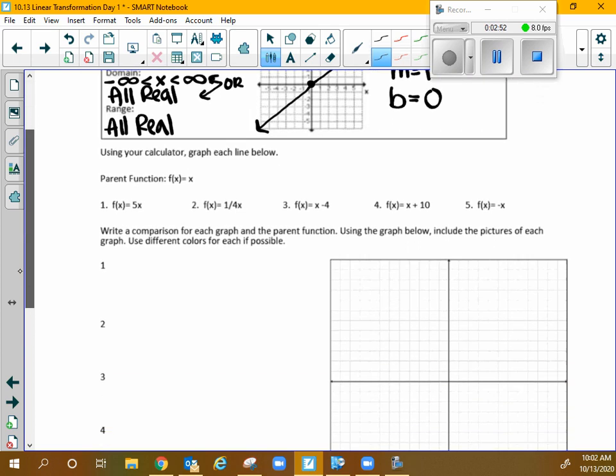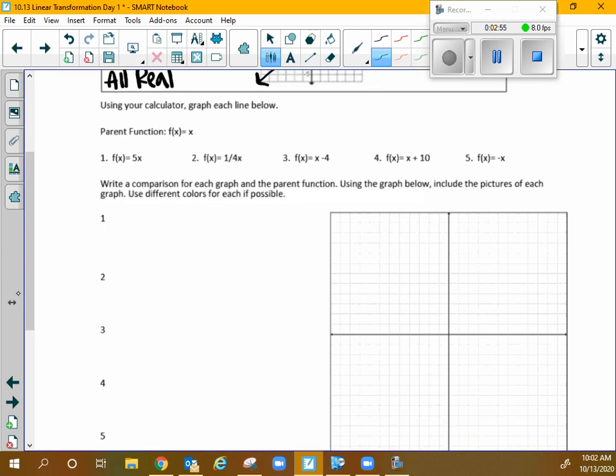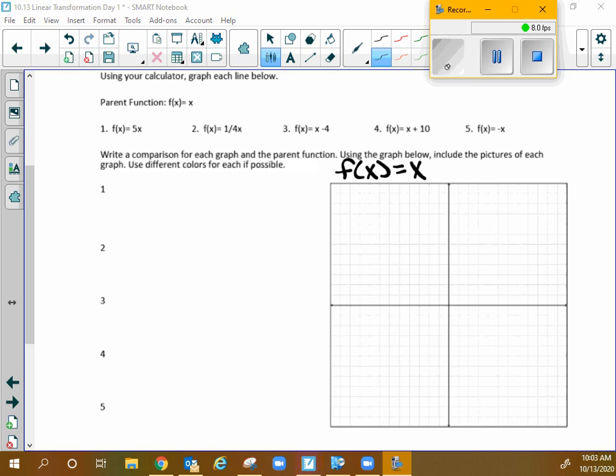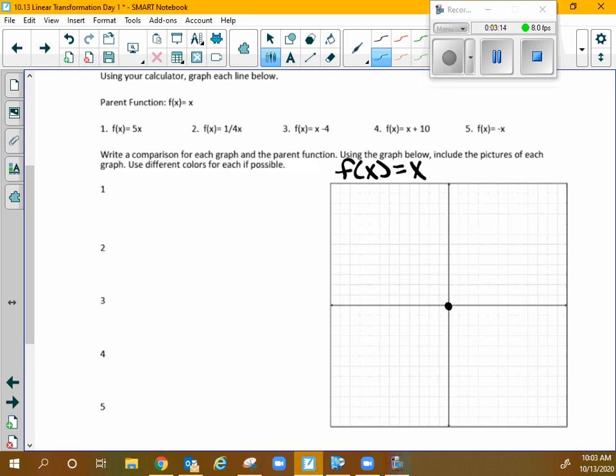Let's make some comparisons. So let's graph our parent function first. If you have multiple color pens, this would be a good time for those. Not getting into the colorful side yet. F of x equals x. We're going to graph our parent function. So it goes through 0, slope of 1, there is your parent function.